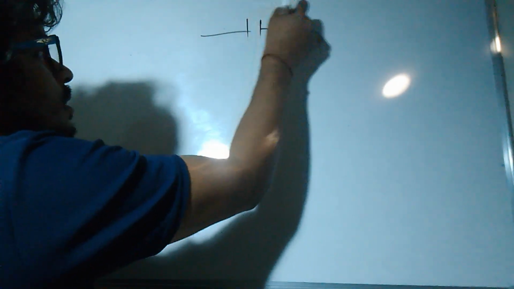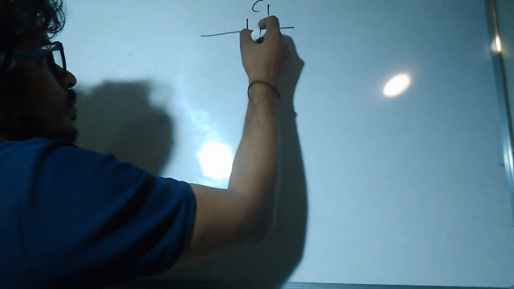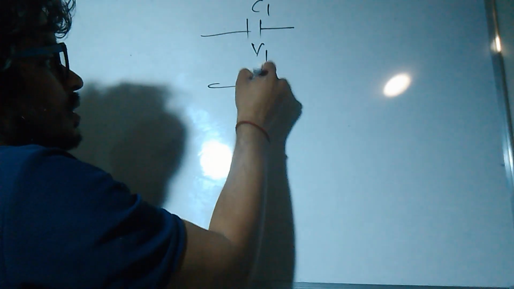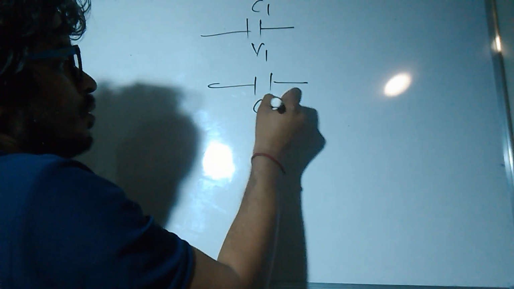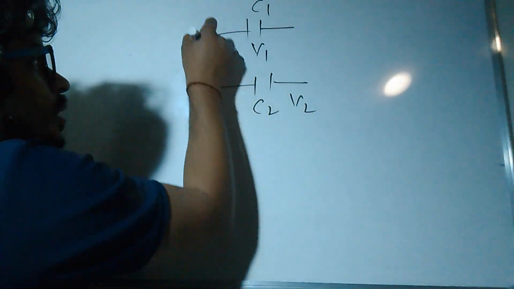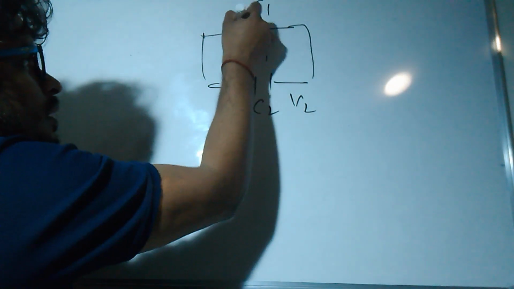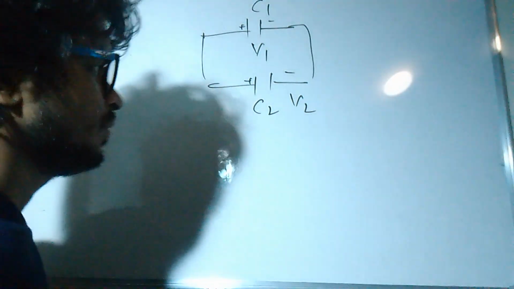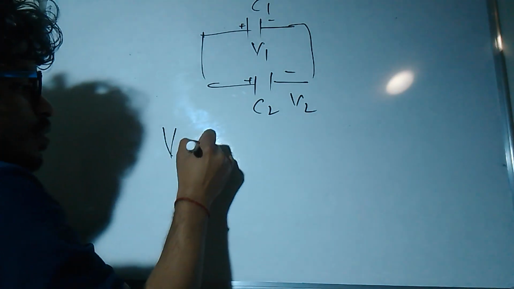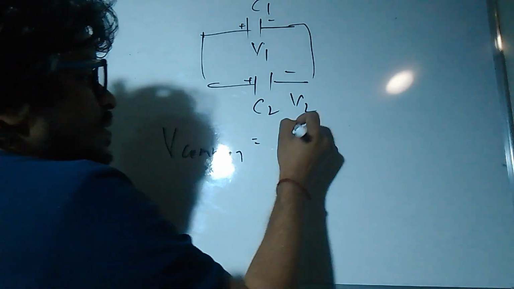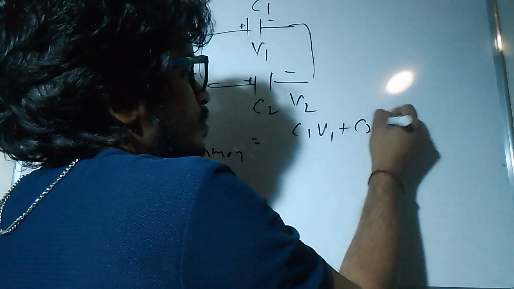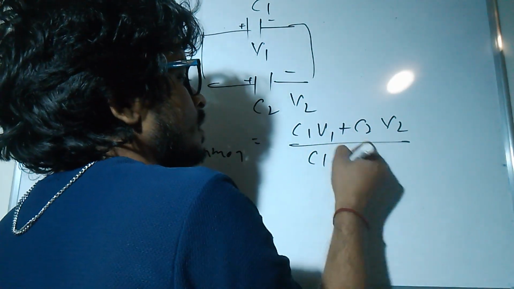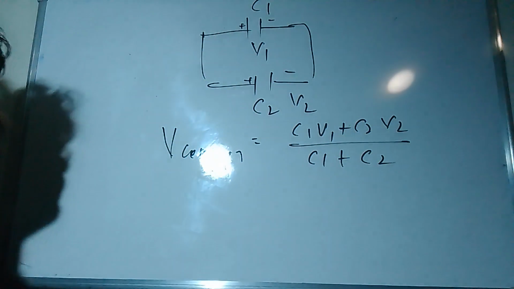Another thing is that suppose I am charging this capacitor C1 up to voltage V1, and I am charging capacitor C2 up to voltage V2. Then I am connecting both capacitors, plus to plus and minus to minus. In that situation we need to find out the common potential. So what is the common potential? Simply this is C1 V1 plus C2 V2 divided by C1 plus C2.